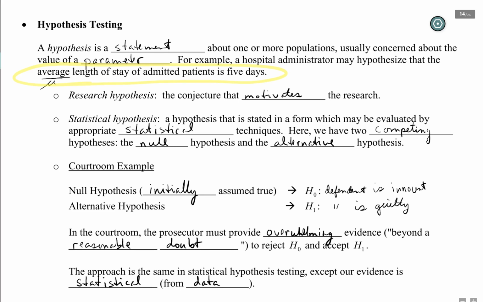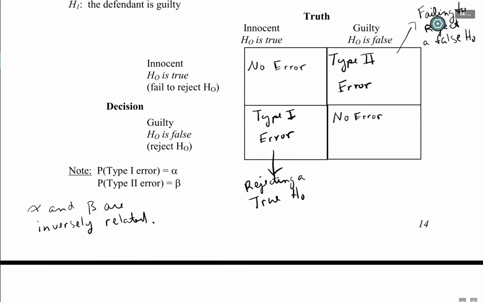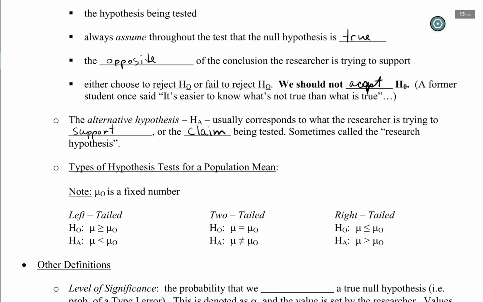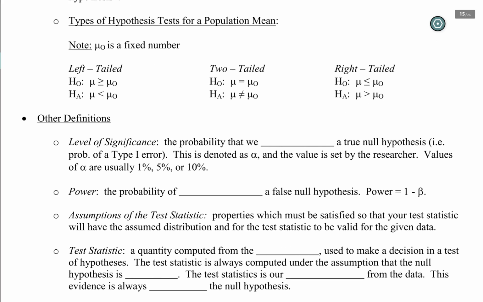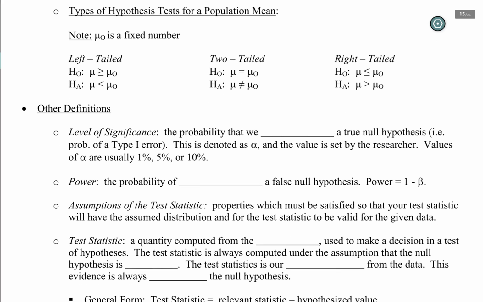All right, so let's go back down here. We have the null and alternative hypothesis. Now, some types of hypothesis tests for a population mean. With this module, this chapter, we are looking at doing statistical inference on a population mean. We had looked at confidence intervals on a population mean. Now we're moving to hypothesis tests on a population mean.